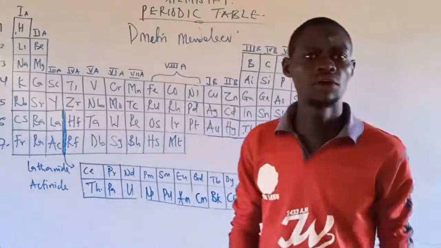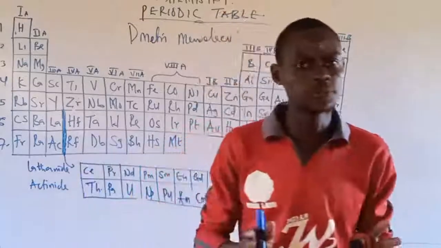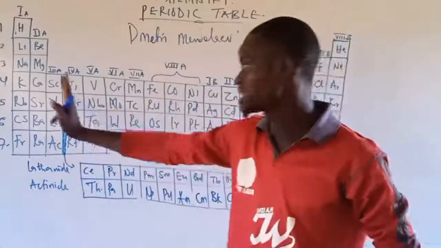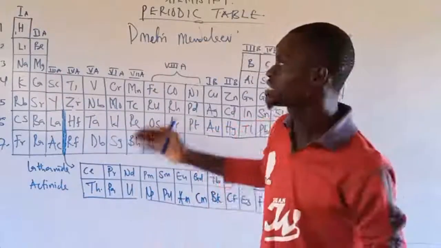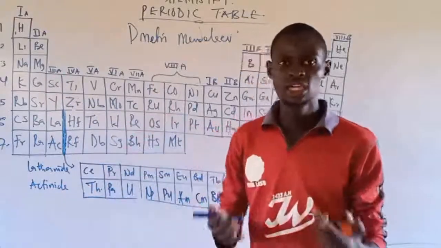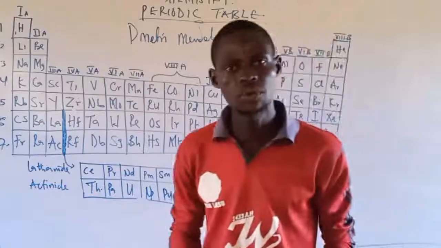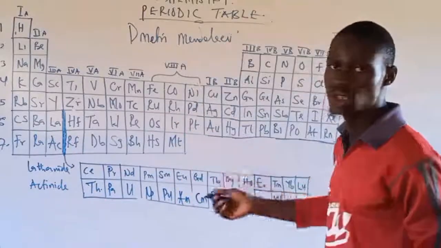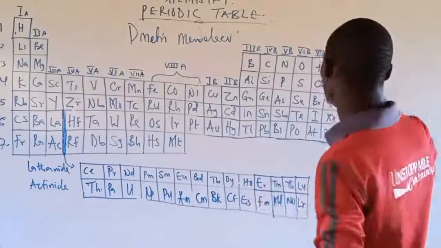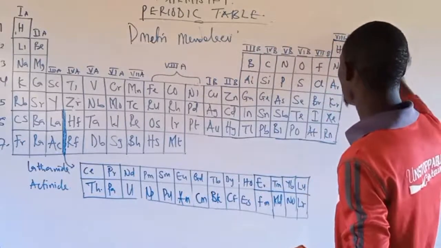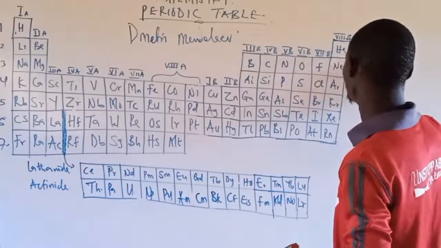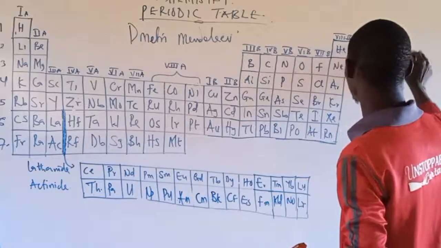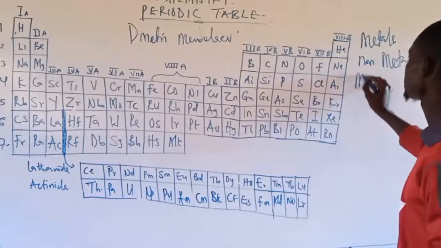Now, let's see what elements are grouped into the 8 groups and 7 periods in the periodic table. Also, this periodic table is divided into 3 parts, whereby some of the elements are metals. Elements are grouped into metals, non-metals, and the metalloids.